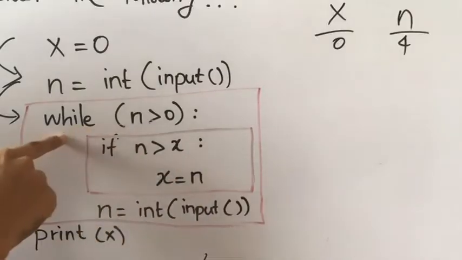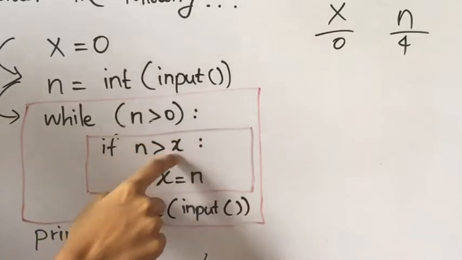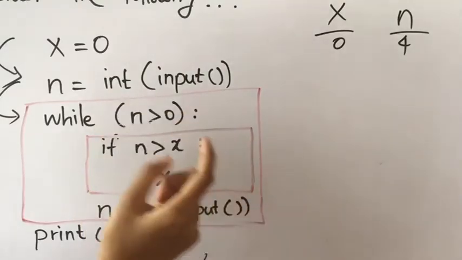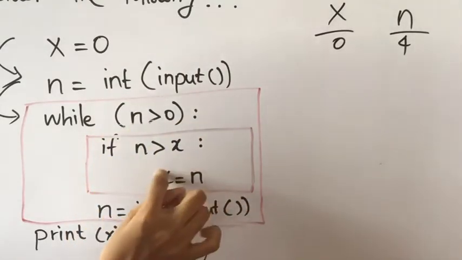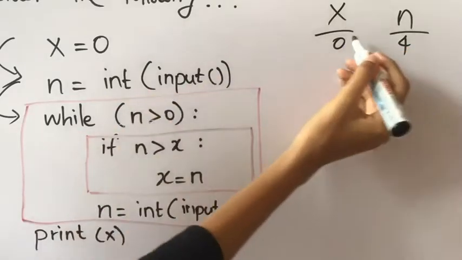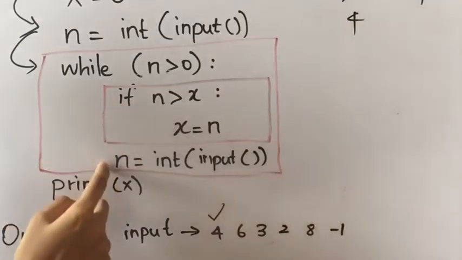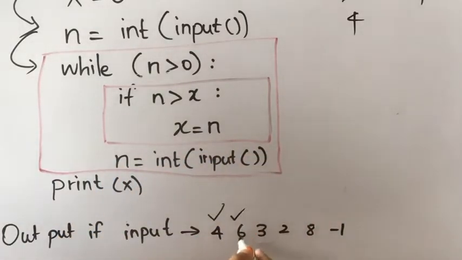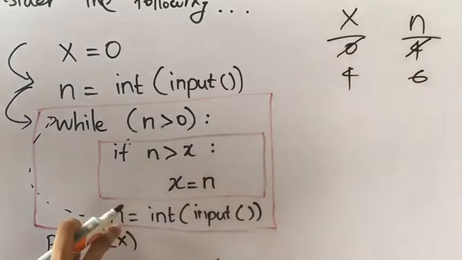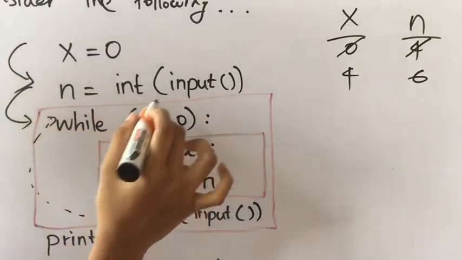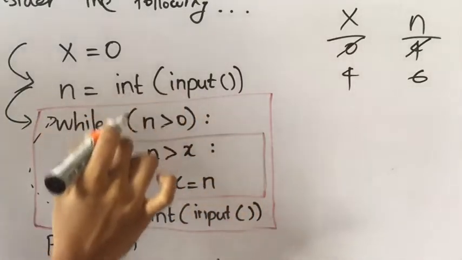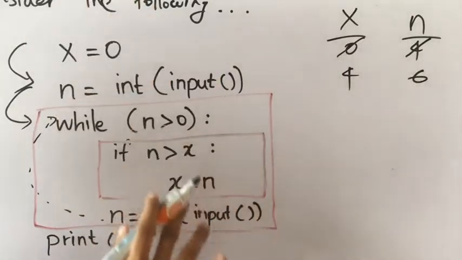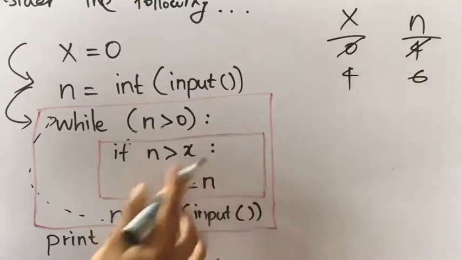Let's see. Now we are going to check if 4 is greater than x. x has 0. So 4 is greater than 0. Yes. So we are going to assign this n to x. We are going to assign 4 to x, so x becomes 4. Then it will come here. n equals int input. Again we are getting the input. Now we pass the second value, which is 6. It becomes 6, and then it will go to the top. 6 is greater than 0, yes, it will go in. If 6 is greater than x, 4. 6 is greater than 4. Yes. So x's value is going to be 6.